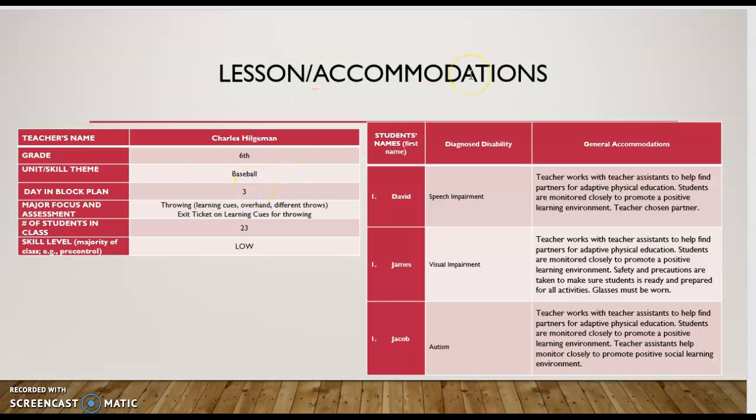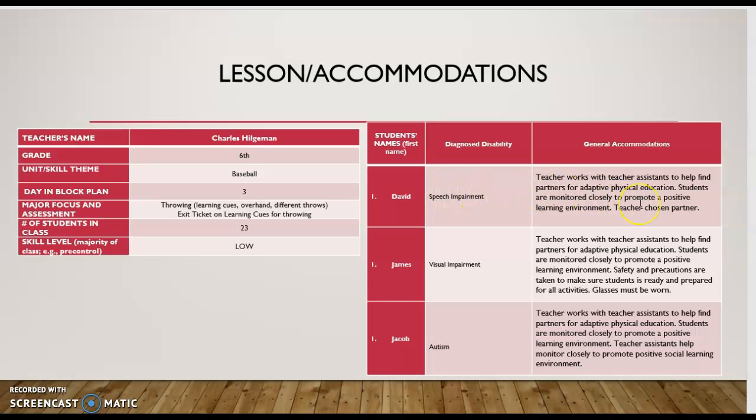For the lesson and the accommodations, the lesson that I chose was baseball. It was day 3 in the block plan. It focuses on throwing and the different learning cues for throwing. The number of students in the class would be 23, and the skill level of this class would be probably pretty low. And on this side would be the accommodations.